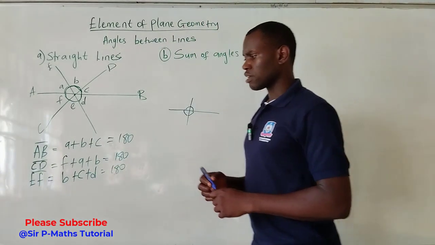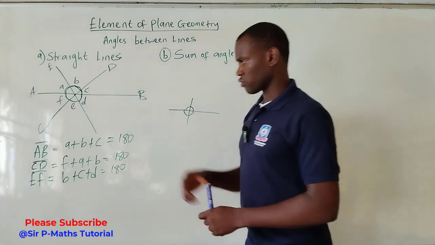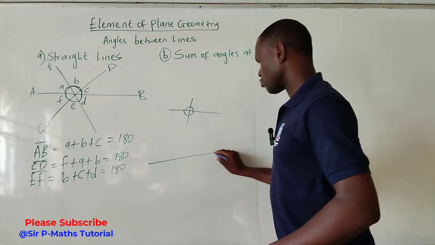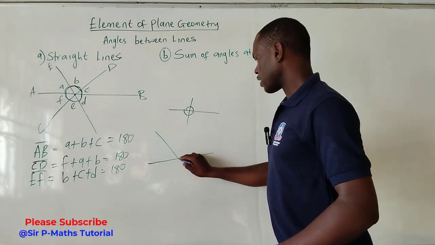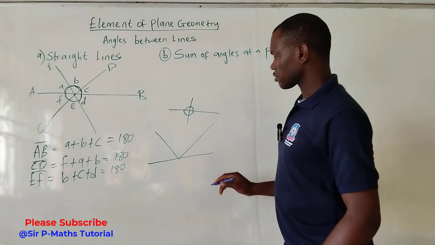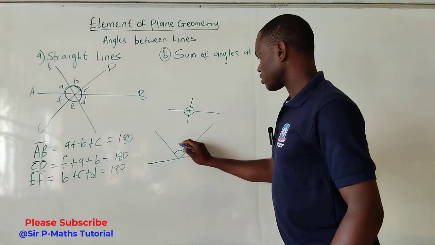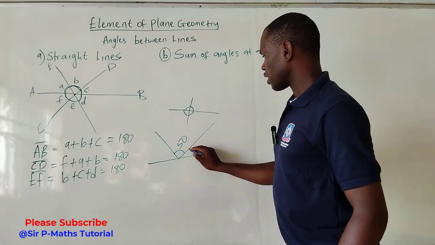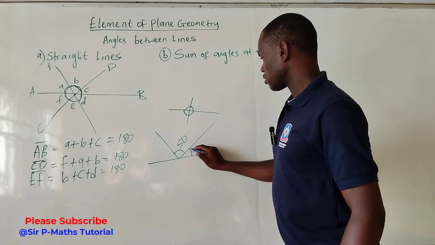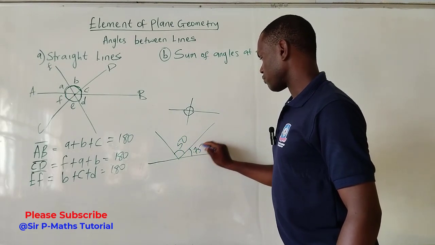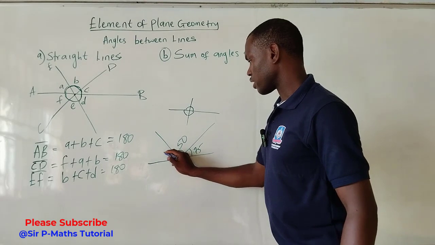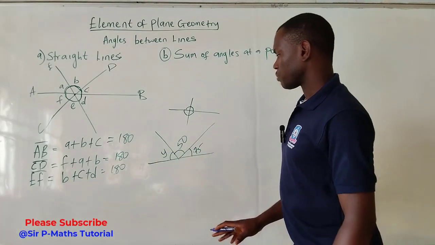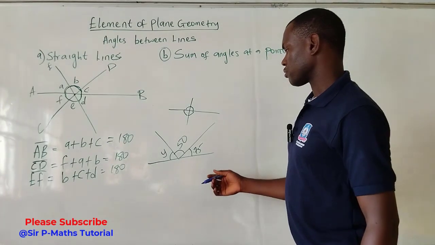Now let's consider an example to drive home what we are talking about. If I have a straight line and there is an intersection like this, let's assume I have this angle here to be 50 and then this angle here to be 75. We are required to find the angle at this third part of the line, all right?